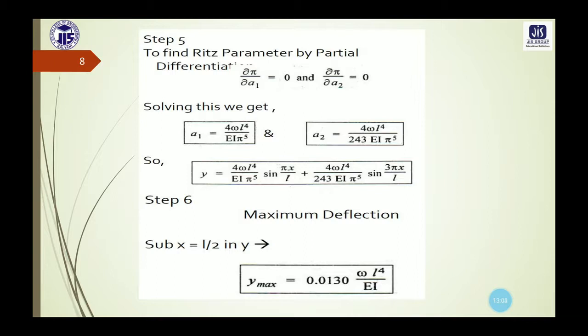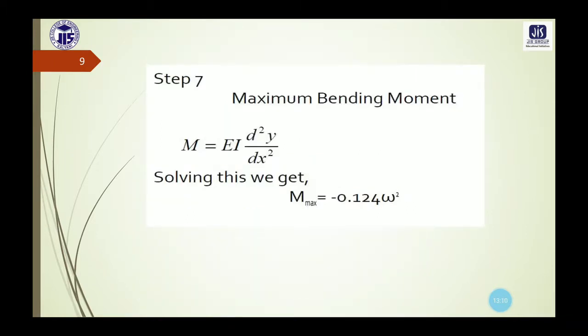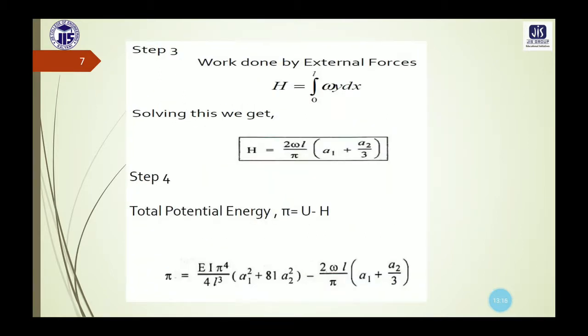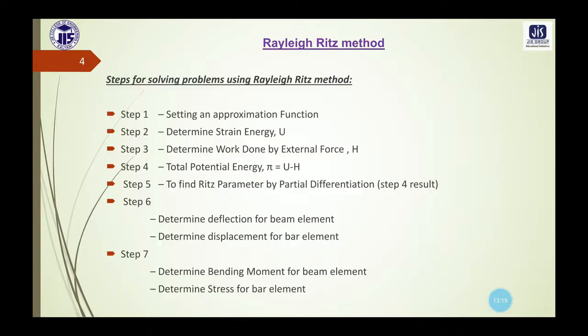0.013 omega L to the power 4 by EI. So this is the procedure for step 6, and in step 7 we need to find the maximum bending moment. Okay, so here you can see in step 7 it is given we need to determine the bending moment for beam element and determine stress for bar element.